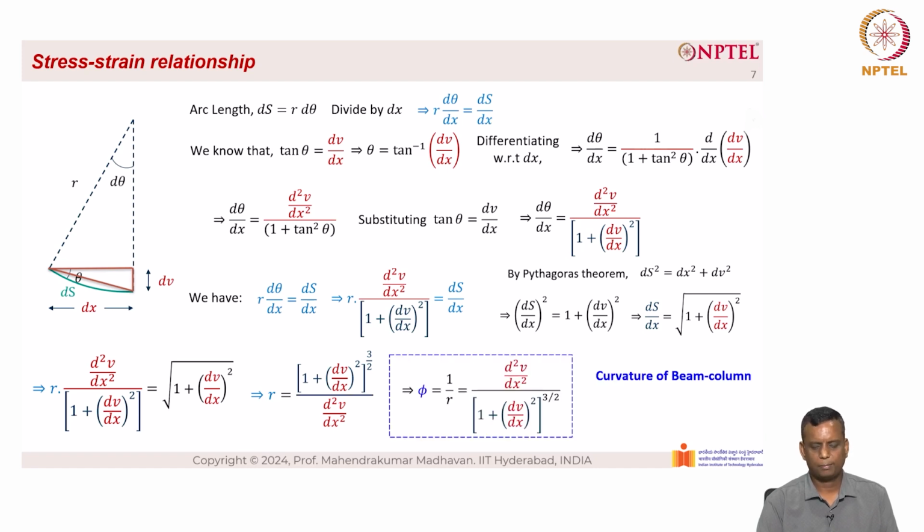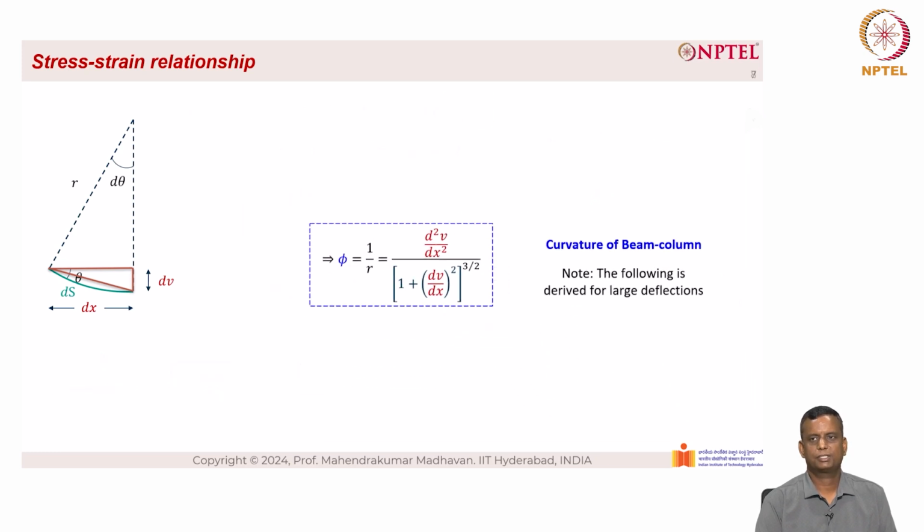So we also know that phi is the inverse of the radius of curvature. So phi equal to 1 by r. This is given as d square v by dx square divided by 1 plus dv by dx the whole square, the whole power 3 by 2. This is the curvature of the beam column. Note, the following is derived for large deflections.